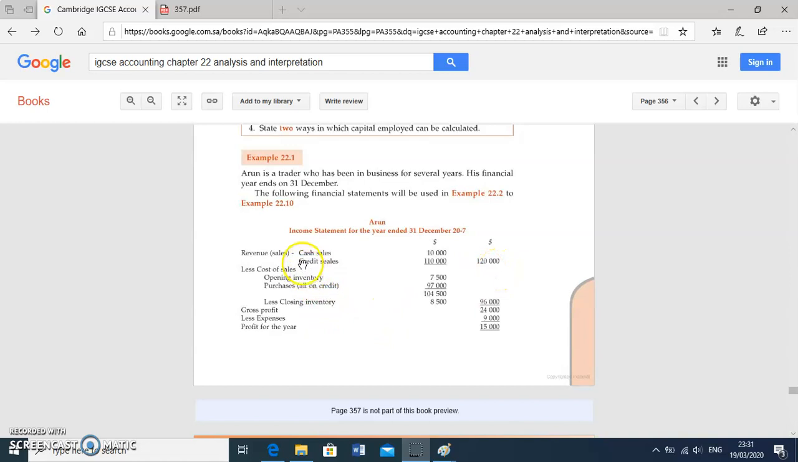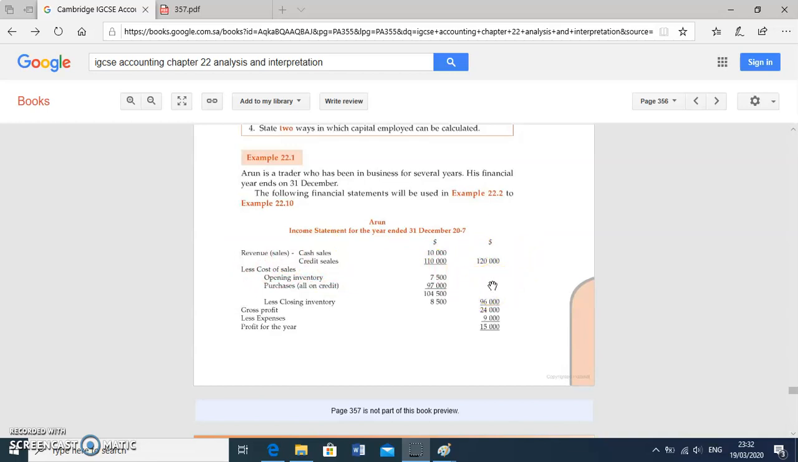Of course, you know the cash sales are the money you gained in cash out of selling your product, and the credit sales are the sales that you made and you will collect from your clients. You will collect the cash later. Okay, so the total of these are the total sales or the total revenue, the 120.